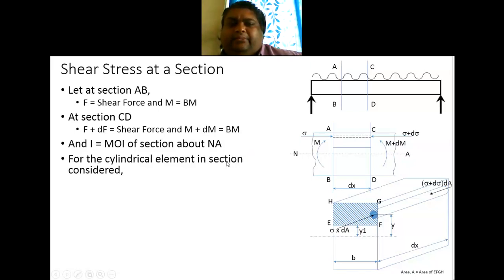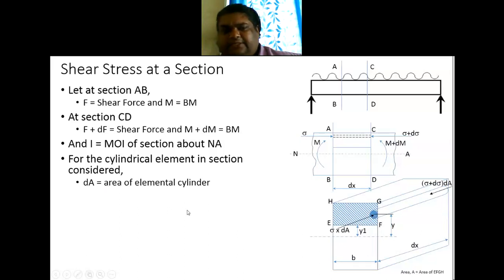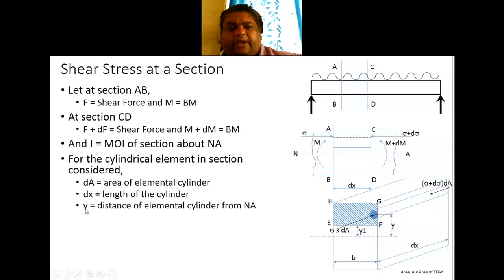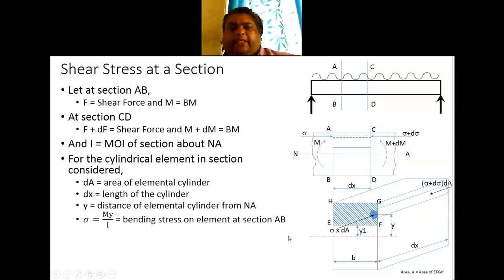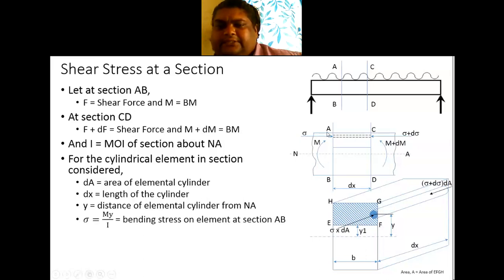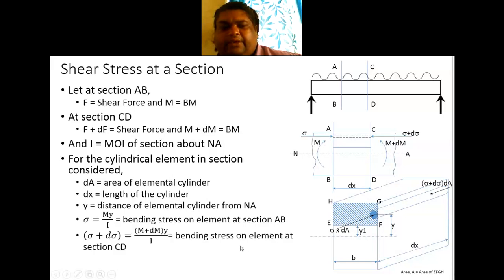For the cylindrical element in the section that is considered here, dA is the area of the elemental cylinder, right? This area is dA. dx is the length of the cylinder, that is the length of this particular element, and y is the distance of the elemental cylinder from the neutral axis. This I have explained. Now the bending stress sigma here is given by My by I at section AB.